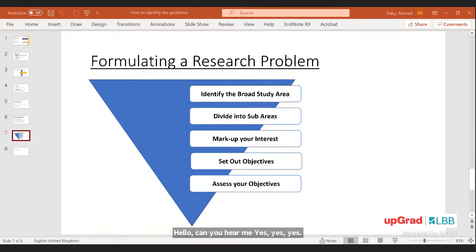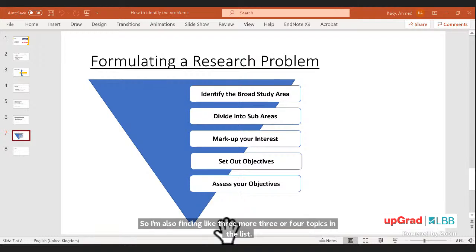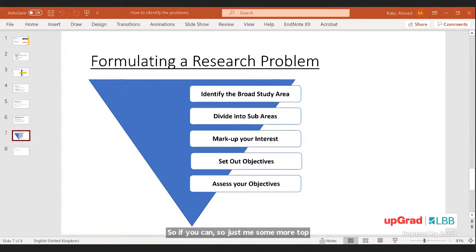So actually, I have a similar question to Shubham. I am into full stack development, and I am also finding three or four topics in the list. If you can suggest some more topics, it would be easier, because I'm very new to this research field, so I'm finding it difficult.